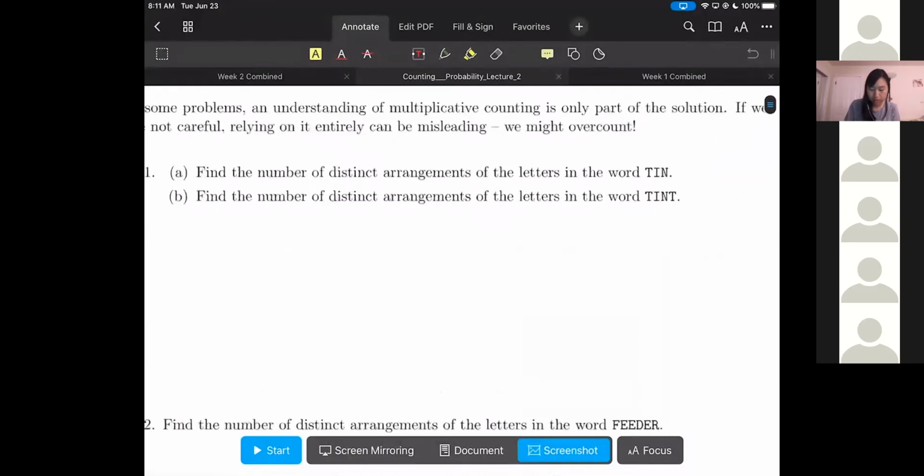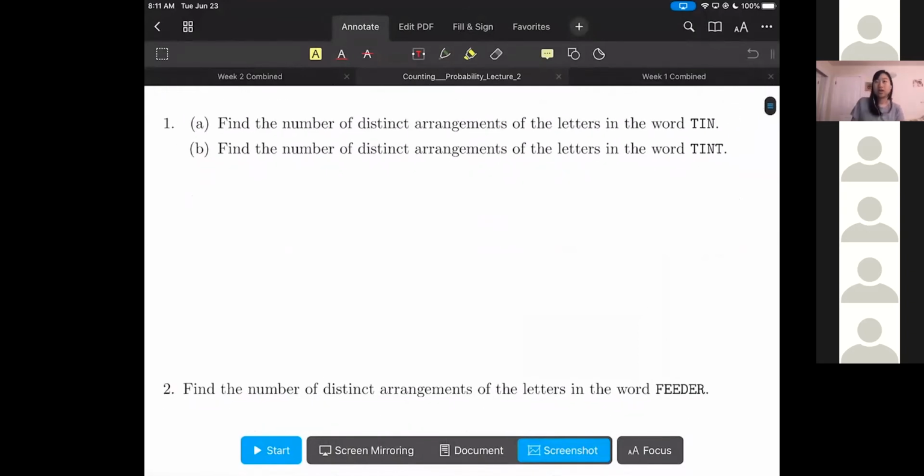So here's a pretty simple example, and let's do 1A together. This should be review from last week: find the number of distinct arrangements of the letters in the word tin, so just T-I-N. Can anyone tell me how to do that? It would be 3 factorial ways to arrange distinct arrangements. So 6 distinct arrangements, because we have 3 options, and each time we use one, the amount of options left decreases. Yep, that's right.